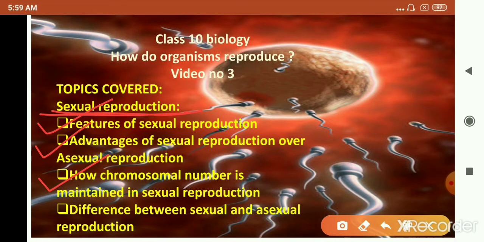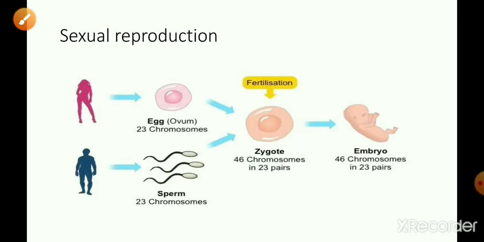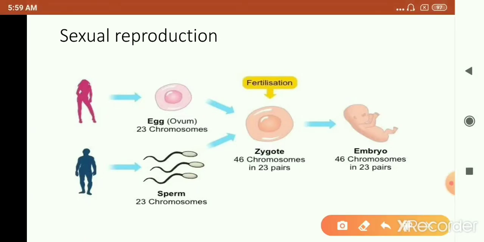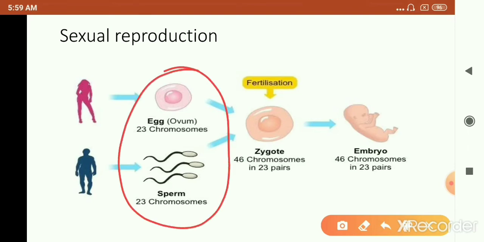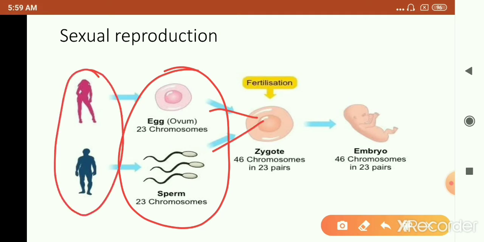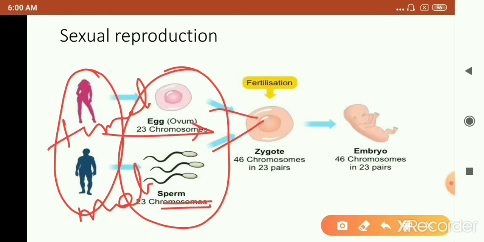number is maintained in sexually reproducing organisms when there are two parents involved, and the differences between sexual and asexual reproduction. Sexual reproduction is a mode of reproduction in which new individuals are produced by the process of formation and fusion of gametes. The process of reproduction involves two parents, a male parent and a female parent. The male parent produces the male gametes, whereas the female parent produces the female gamete.